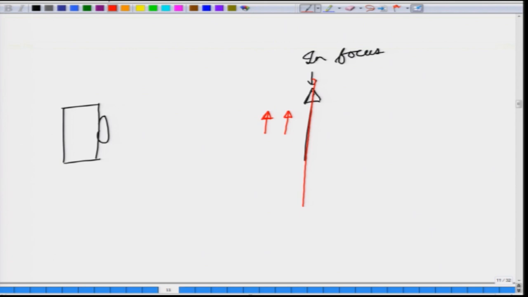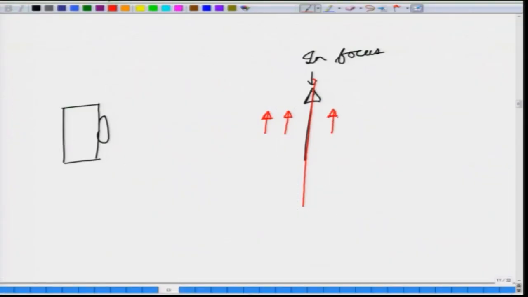So, what is the maximum distance till which this object will keep looking in focus, and not only in the front of the camera, but also at the back? Does this look in focus? Does this look in focus or not?